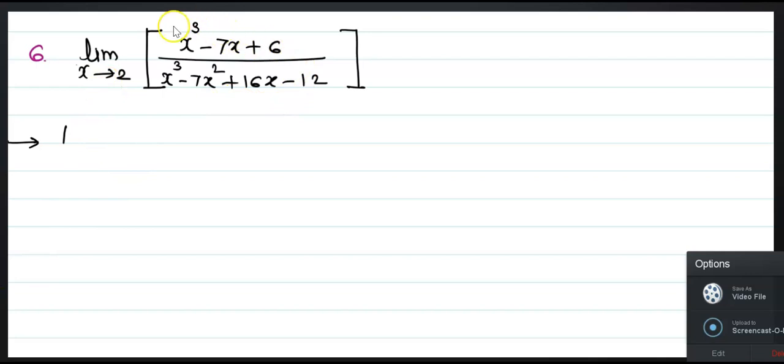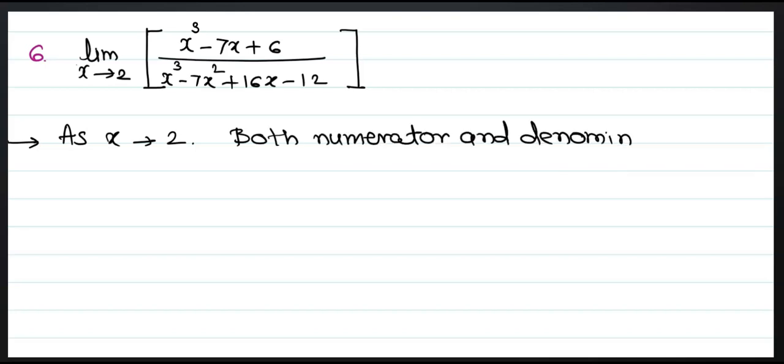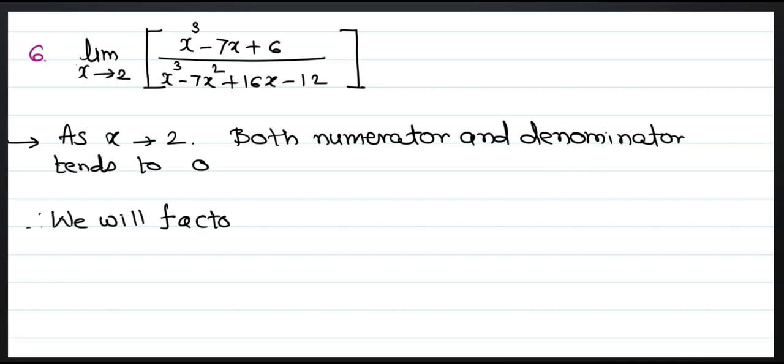Now these are polynomials whose degree is greater than 2. Therefore, we will factorize by using synthetic division, which you have learned in the 9th standard. Now we'll find out their factors. As x tends to 2, both the numerator and the denominator tend to 0 if we substitute x equals 2. Therefore, we will factorize by synthetic division.